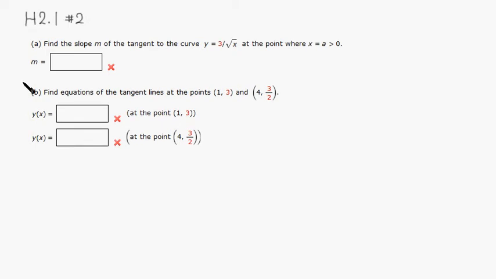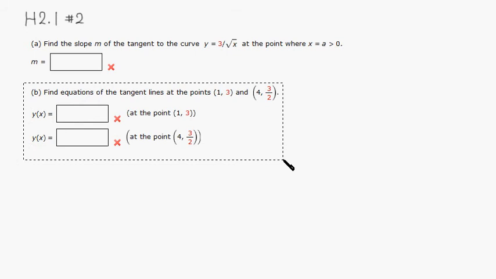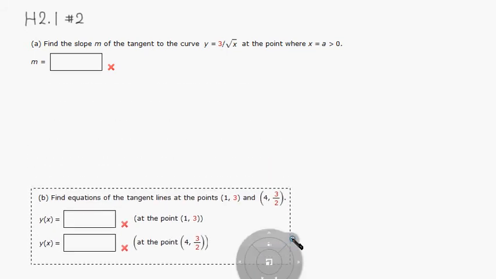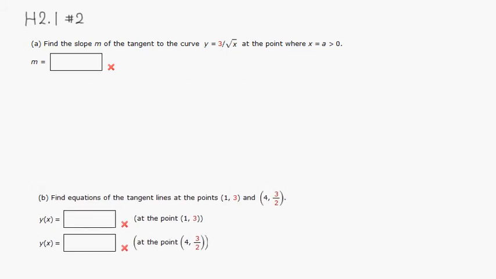All right, so we want to find the slope. I'm going to move this out of the way so that I have some room to work. In order to find the slope, we just have to find the derivative, right? So m is equal to f prime. Actually, there's no f, it's called y. So we want y prime of a.